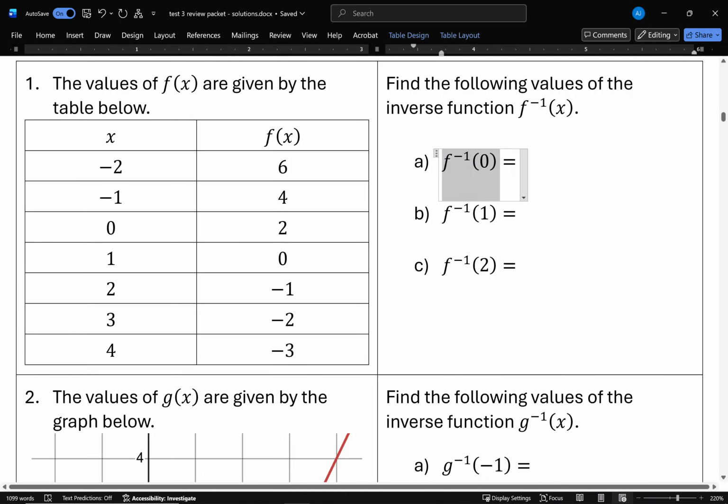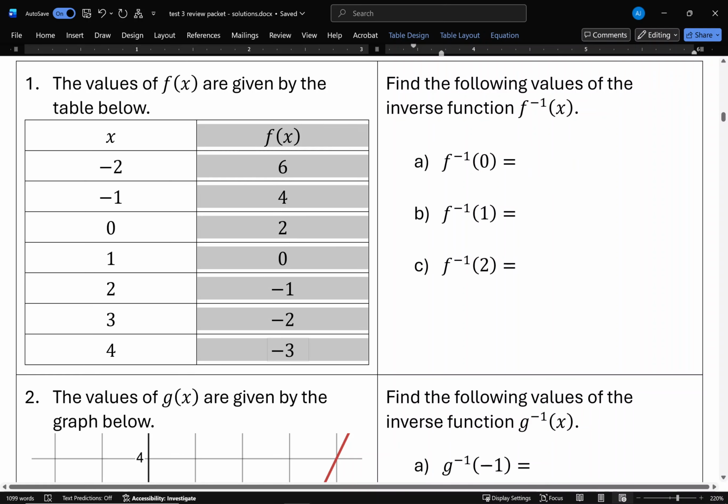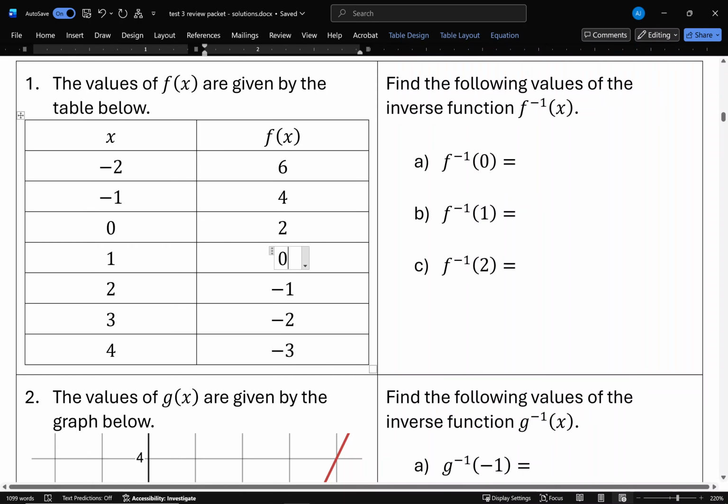So first we want to know f inverse of 0. So f inverse of 0 means that we're looking for a y value of 0 from the original function, and we want to know what x value produced that y value of 0. So we're looking in our list of y values over here for 0. Here it is. And then the x value that produced that was 1. So the answer here is 1.